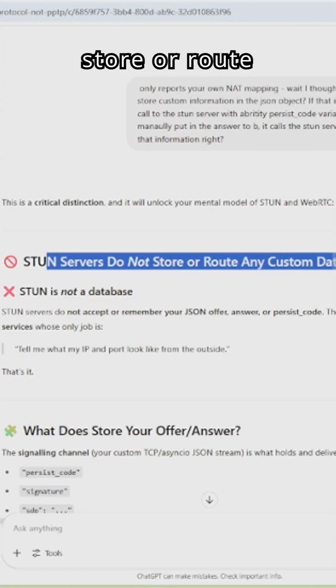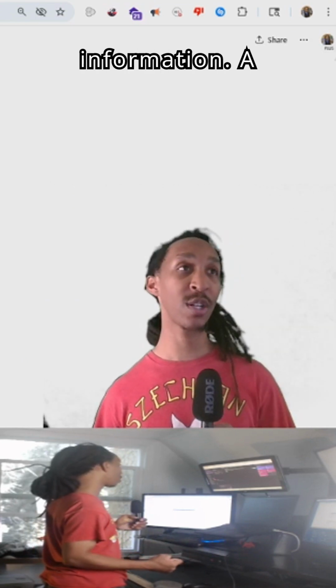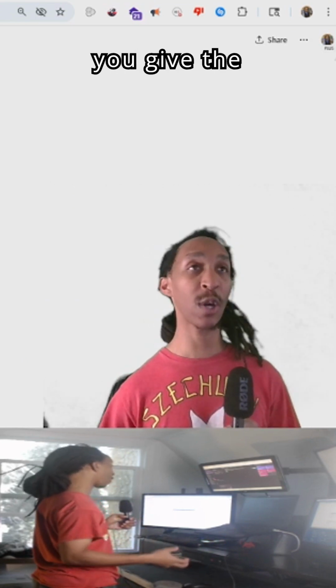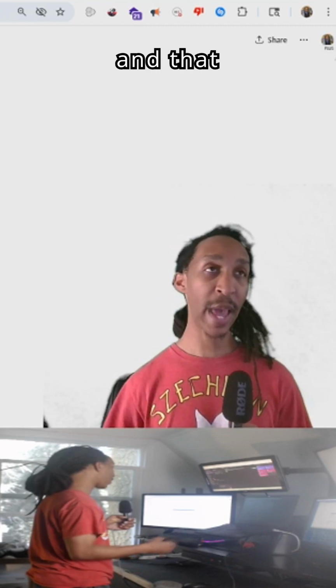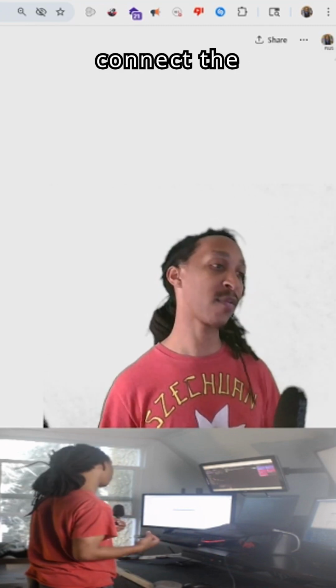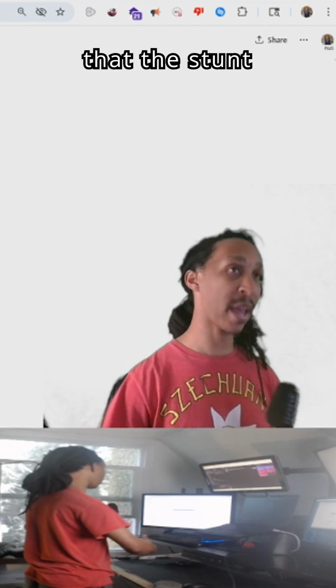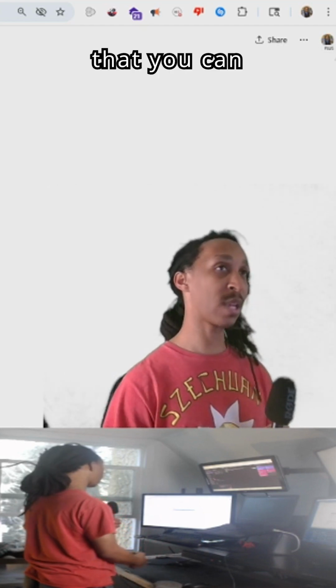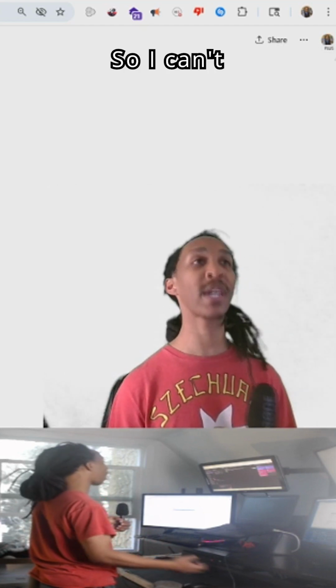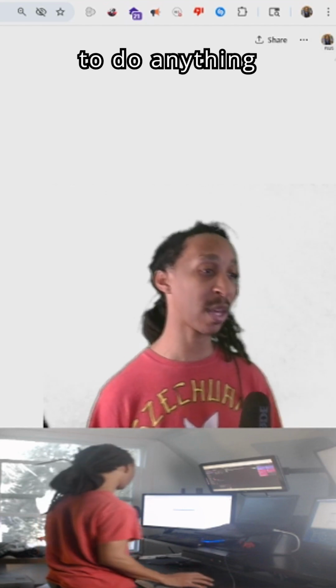STUN servers don't store or route any custom data, right? So I thought that it would have the offer information as a part of it. You give the offer to the other person, and that basically allows you to connect the information, but there's nothing inherently that the STUN server has that you can actually go off of, right? So I can't hijack the STUN server to do anything custom.